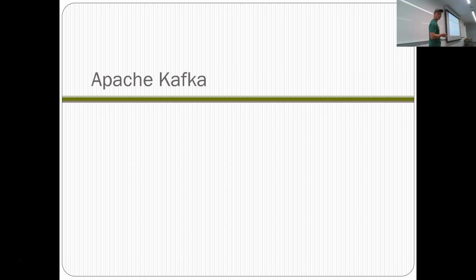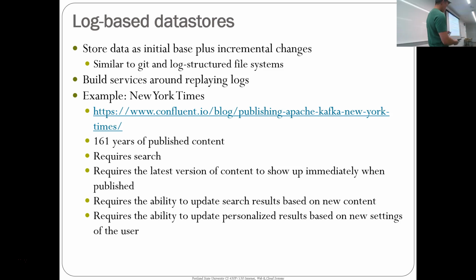Another interesting system is called Apache Kafka. So what is Kafka? Kafka is a log-based data store. So the idea here is it's similar to Git. You have a base file, and then all you're doing is storing deltas. And then in order to get the current state, all you do is start from the beginning and replay all the changes. So you can think of that as being a way of actually implementing an entire file system.